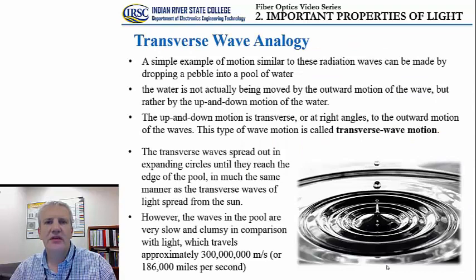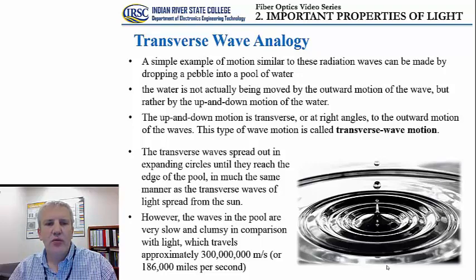To further explain the idea of transverse waves, here we are using an analogy with the waves in the water. A simple example of a motion similar to the transverse radiation waves can be made by dropping a pebble into a pool of water. So if we drop a pebble into a pool of water, we are going to create water waves. The water is going to be oscillating or vibrating, but that vibration is going to be taking place in an up and down direction, while the wave is going to be traveling in an outward motion, from the center, from the source of the wave, which is where the pebble got dropped into the water.